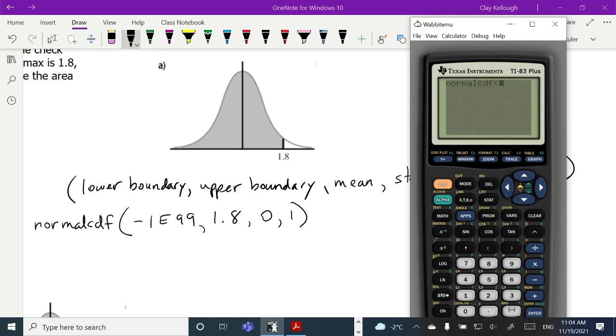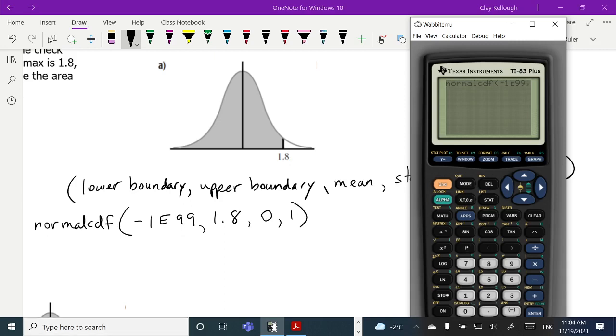So here's the E button. First of all, we need -1. Make sure you're using a negative, not the subtract button. -1. And this button is the times 10 to the button. So second function EE. Can you see that? It's on the comma. It's the second function of the comma on this calculator. 99. So I just told the calculator the lower boundary is -1 with 99 zeros, which is a heck of a long way to the left. That might as well be infinity.